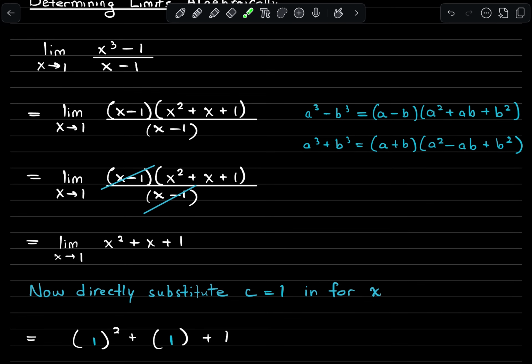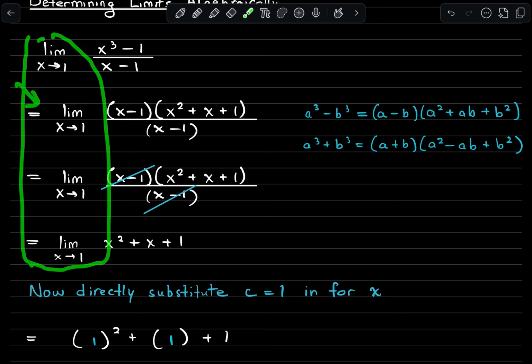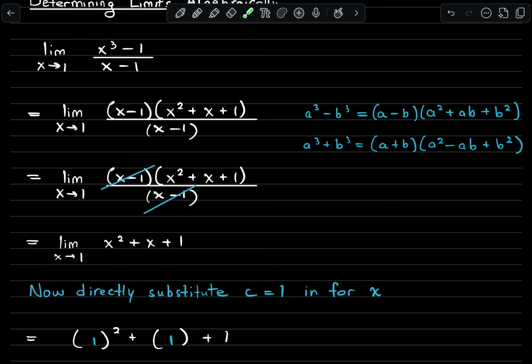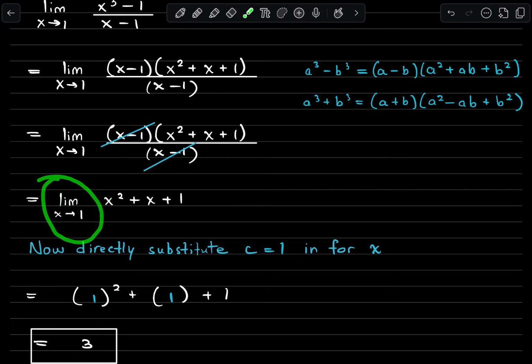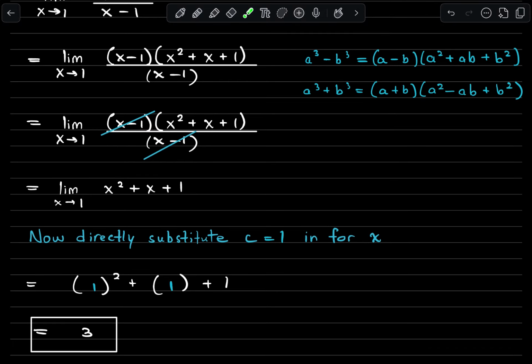Okay, so just be sure when you are determining limits algebraically, until you're doing that direct substitution step, be sure to keep rewriting your limit, because this is what we're evaluating. Until we have actually evaluated the limit, that little portion has to be there.